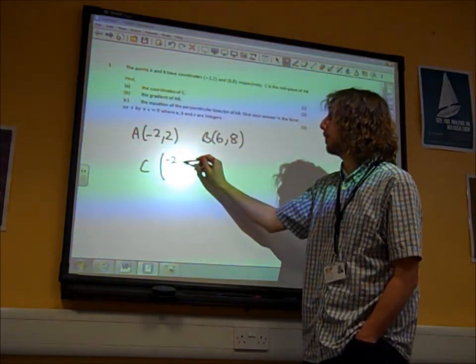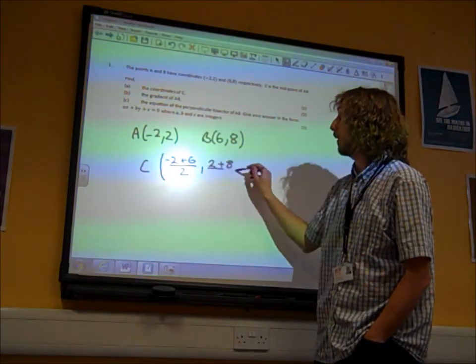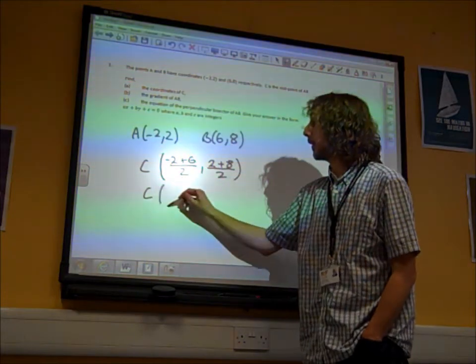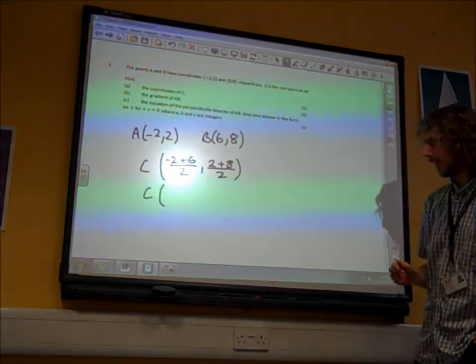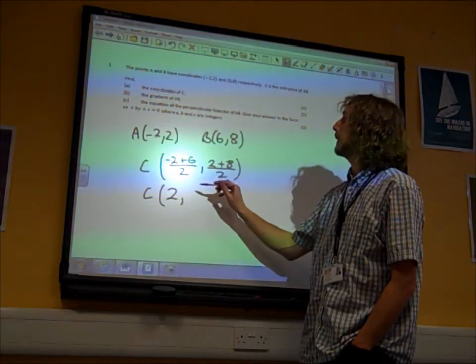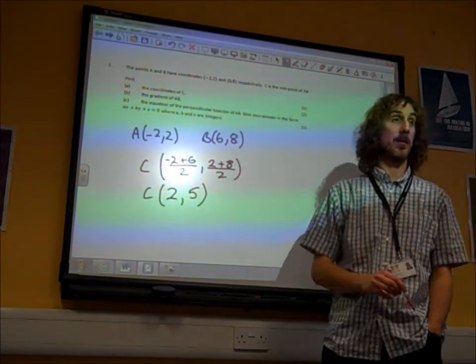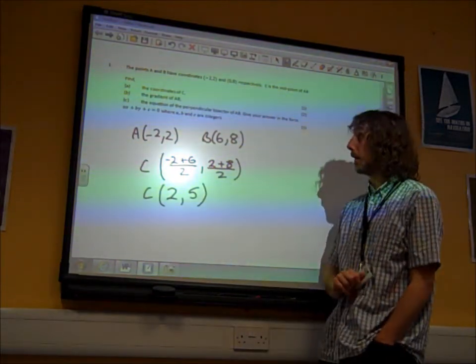We probably do them in the order that we normally write them, so X and then Y. But that would give us a point. What is that? That's 2 and 5. There we go. And that's for 2 marks. They're the coordinates of C.